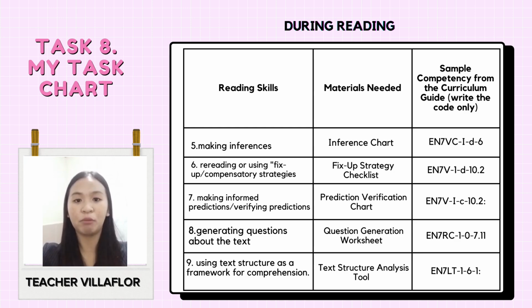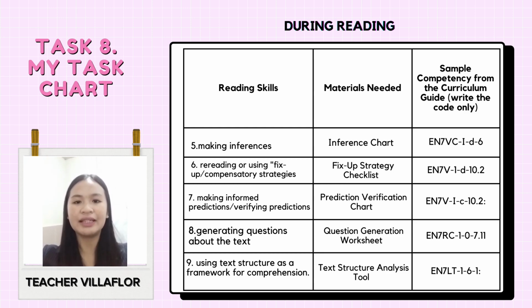Inference chart. The sample competency from the curriculum guide: EN7BC-D-6. Making inferences is a higher order thinking skill that allows students to read between the lines. An inference chart helps them gather clues from text and draw conclusions, which is vital for deeper understanding. This curriculum code highlights the importance of critical analysis and reading comprehension.